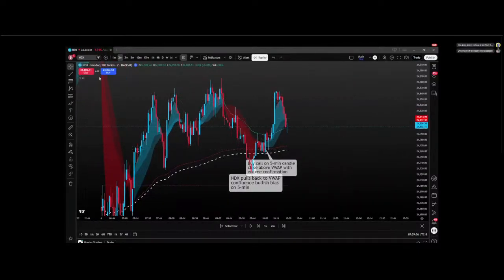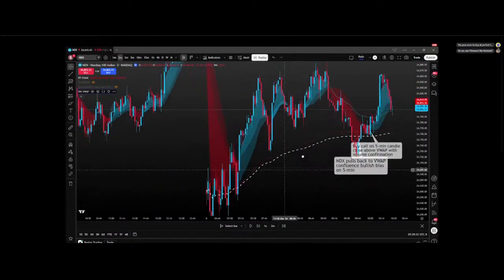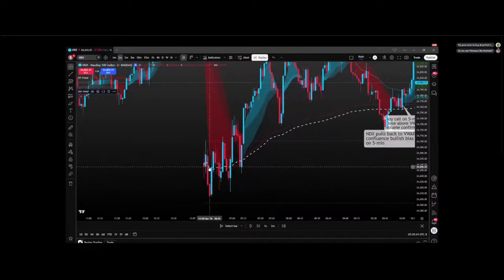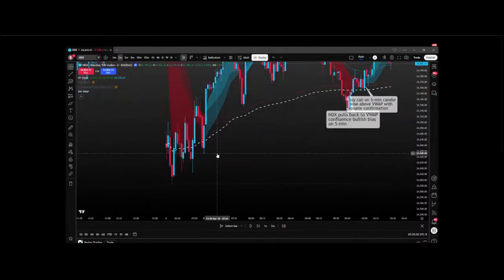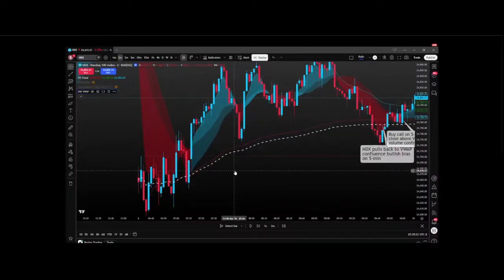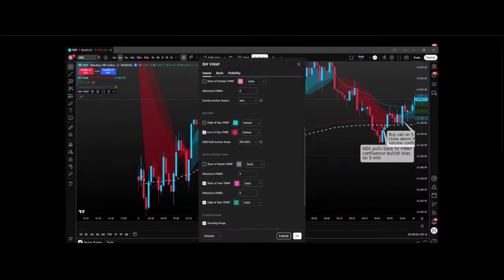So different VWAP lines. Right here, here's our indicator. Basically, we have our regular VWAP. Like I said, this is basically the quote unquote fair market price. They're anchored to different points, so we'll just go one by one.